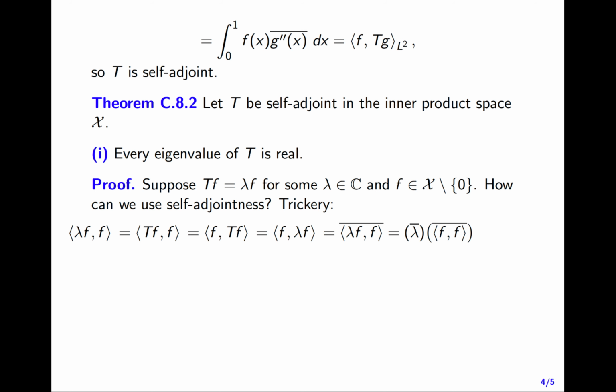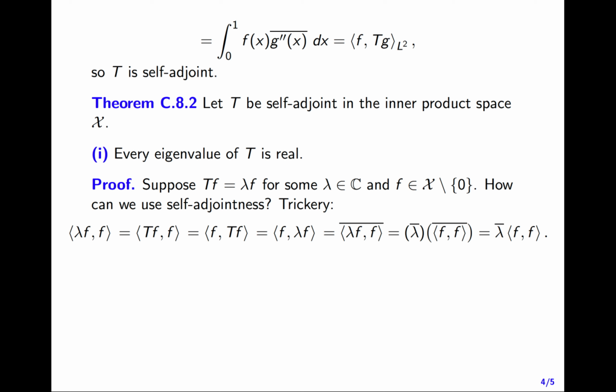And now I'm going to pull out a factor of lambda. This will be conjugate lambda times the conjugate of F with F. Again, I'm using properties of the inner product to pull that lambda out, and properties of multiplication of complex numbers to split up the conjugates. And this is the conjugate of lambda times the inner product of F with F.